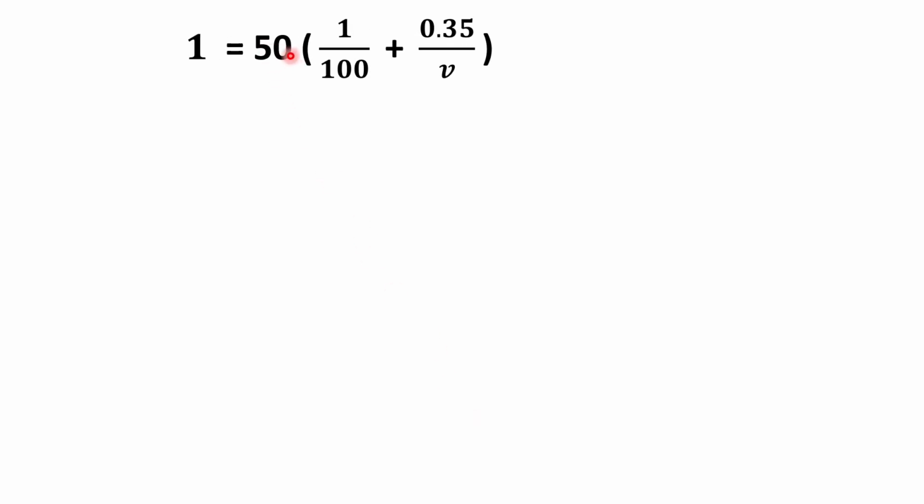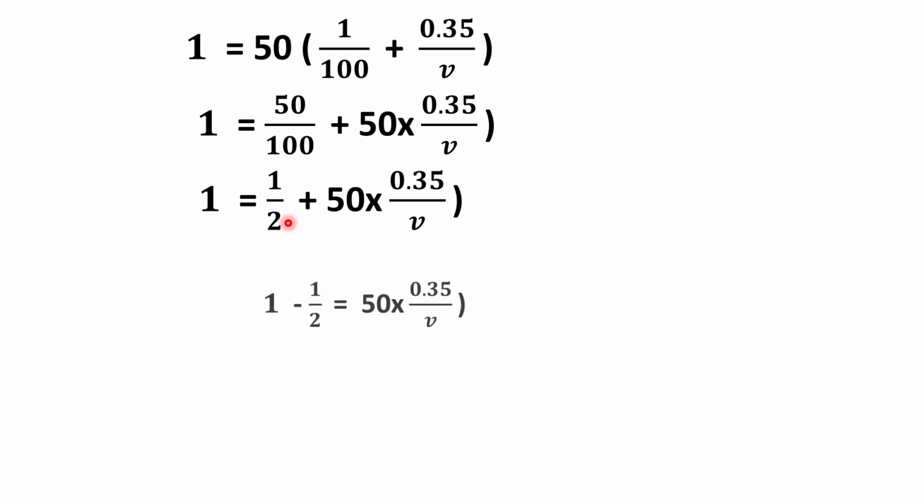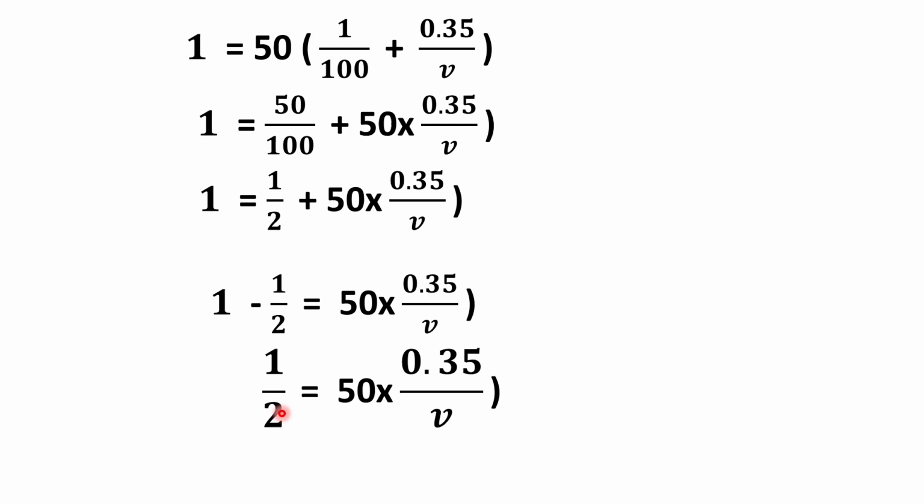This 50 will multiply both the values. So this will become 50 divided by 100 and 50 into 0.35 divided by V. This 50 divided by 100 will become 1 divided by 2, and the remaining will remain as it is. Then we will subtract half from both sides. When we subtract half from both sides, this half will cancel with the subtracted half, and here 1 minus half, as we know, equals half, that is 1 divided by 2, which is equal to 50 into this value.